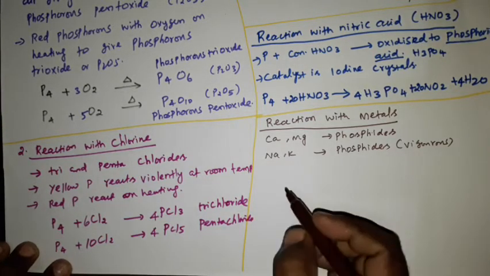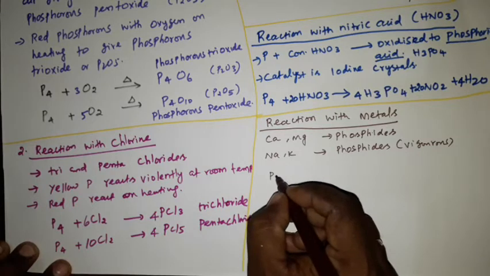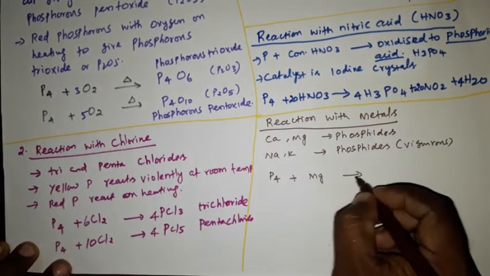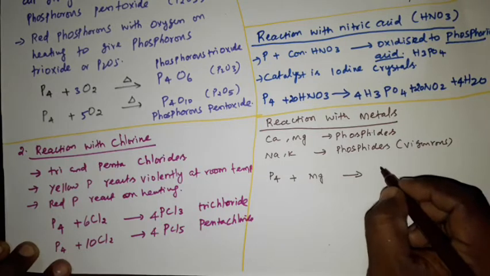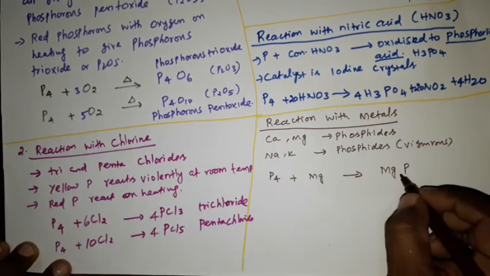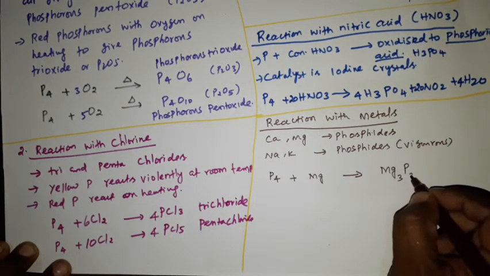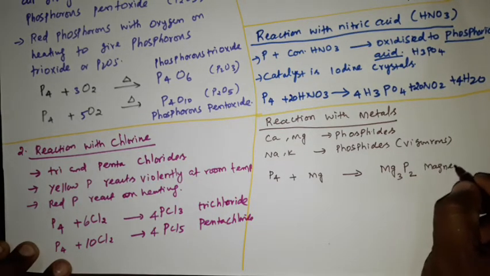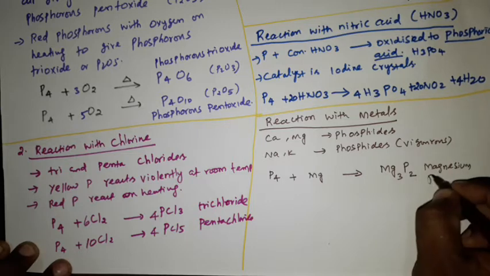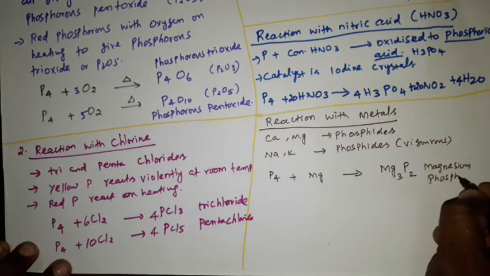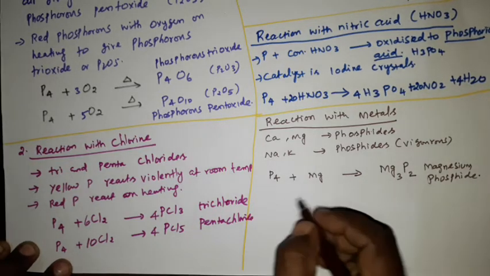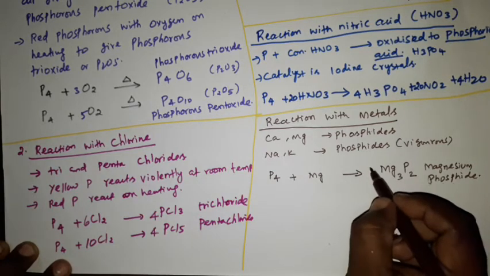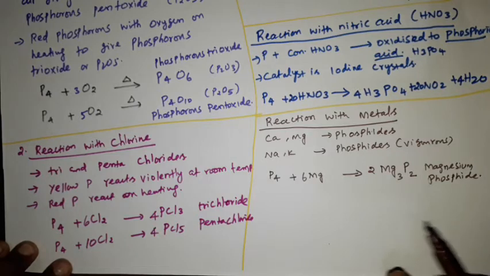Okay, so the equations. Phosphorus P4 with magnesium gives magnesium phosphide. The formula is Mg3P2. This is magnesium phosphide. Now balance the equation: 2, so 6 magnesium. Clear?